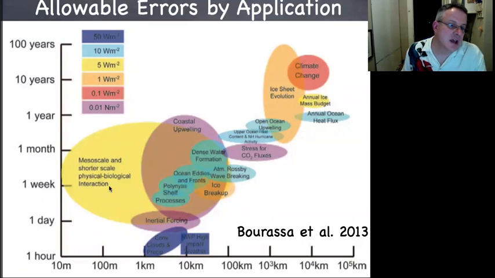Mesoscale, short scale physical biological interactions are actually pretty robust, even to pretty big errors in the fluxes. Ocean upwelling and annual ocean heat flux variability also are pretty robust to errors.